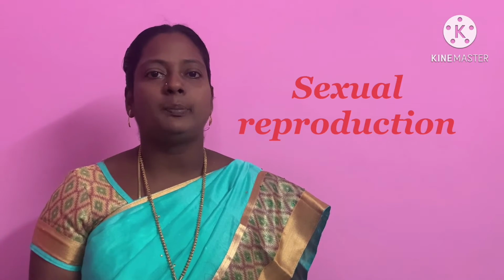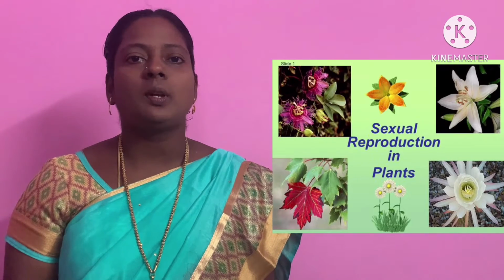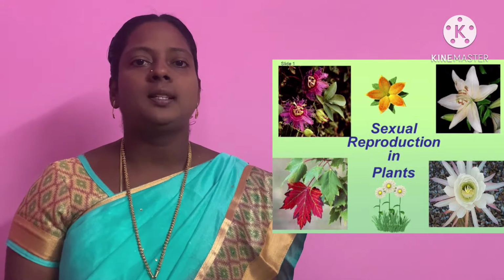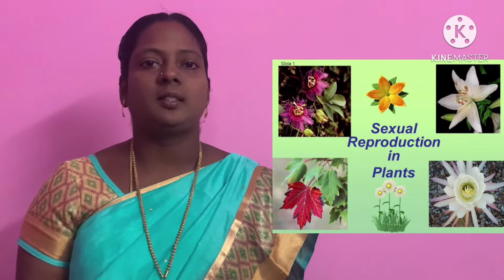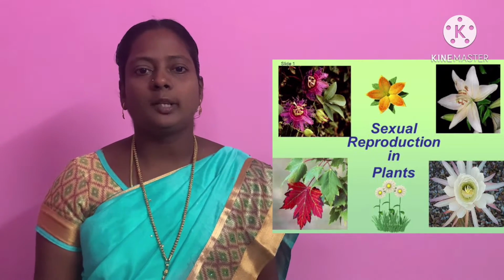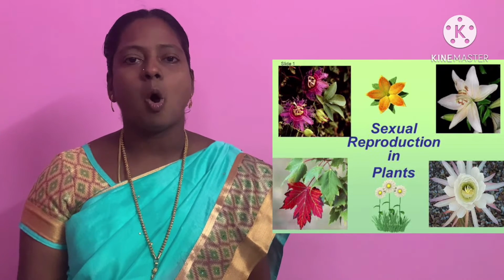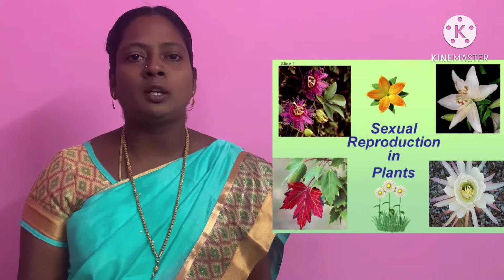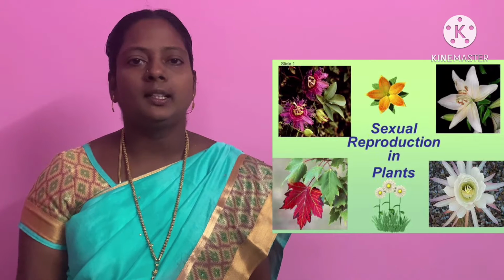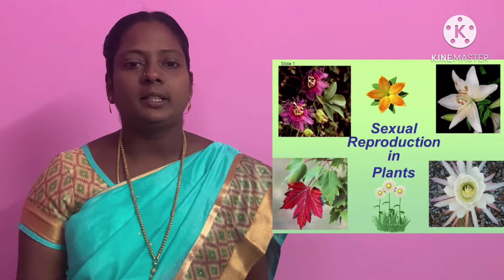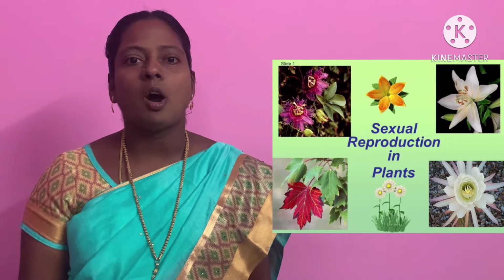Come on students, let's learn about sexual reproduction. In sexual reproduction, new plants emerge from the seeds. Sexual reproduction produces offspring by the fusion of gametes, resulting in offspring genetically different from the parent or parents.